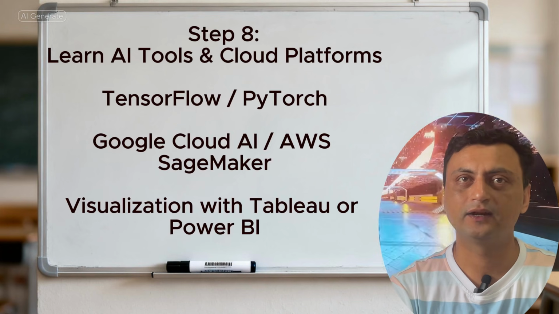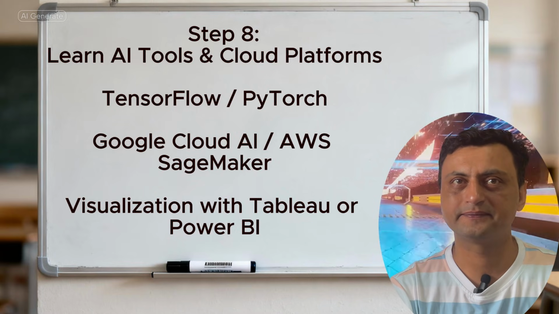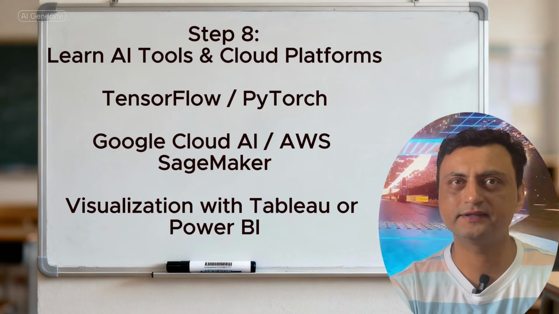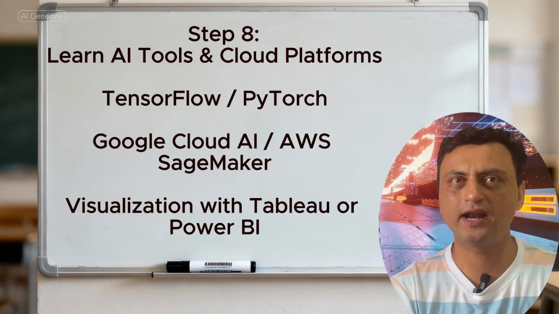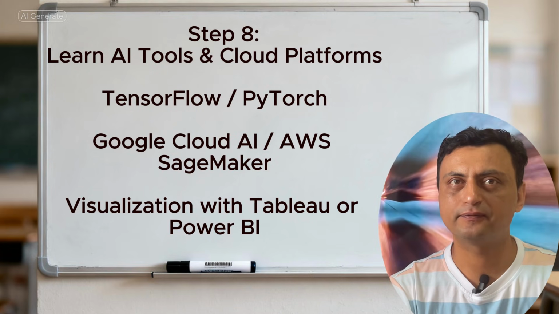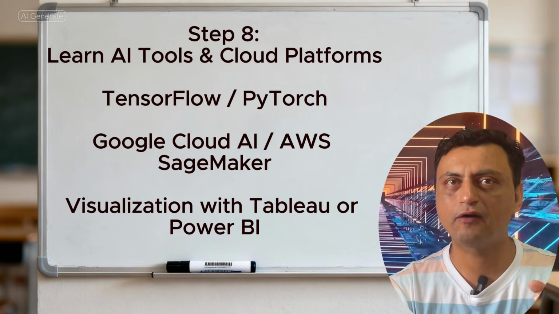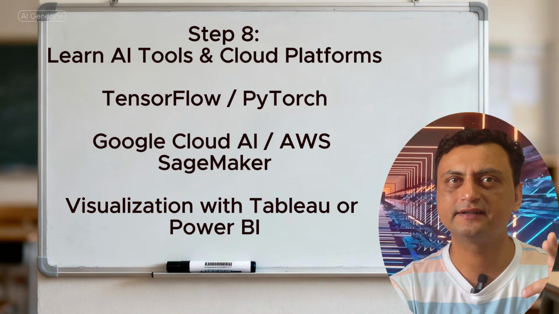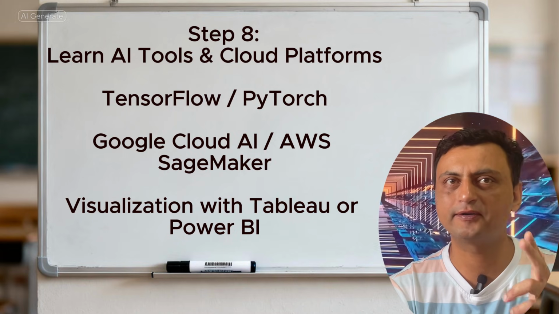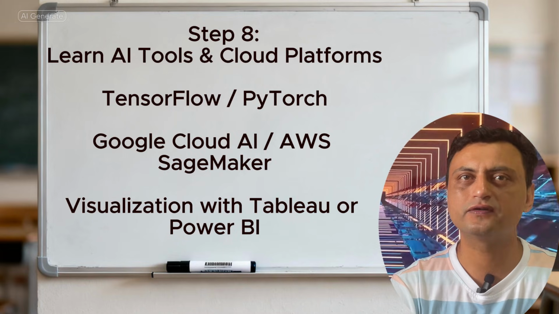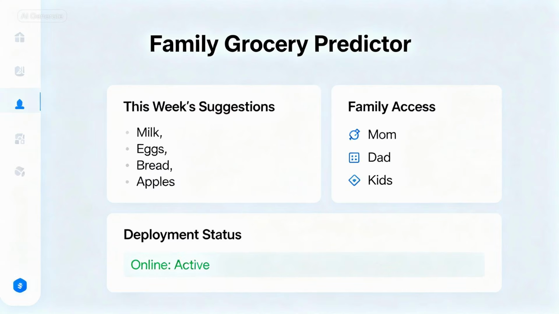Step 8, learn AI tools and cloud platforms. AI platforms let you train and deploy models online using TensorFlow, PyTorch, Google Cloud AI, AWS SageMaker, with visualization in Tableau or Power BI. You can deploy your grocery prediction model online so your family can see weekly shopping suggestions automatically.